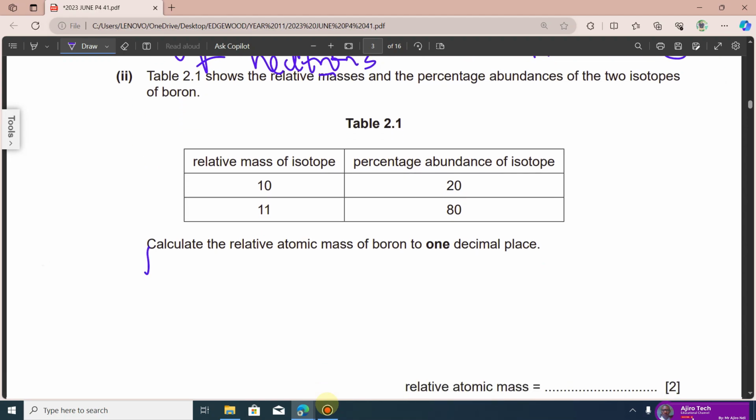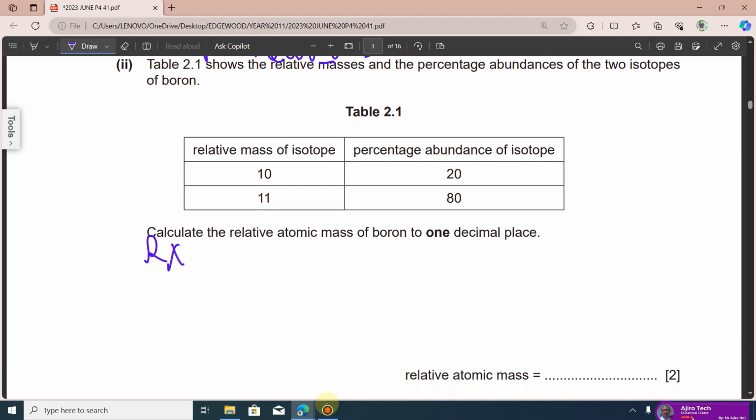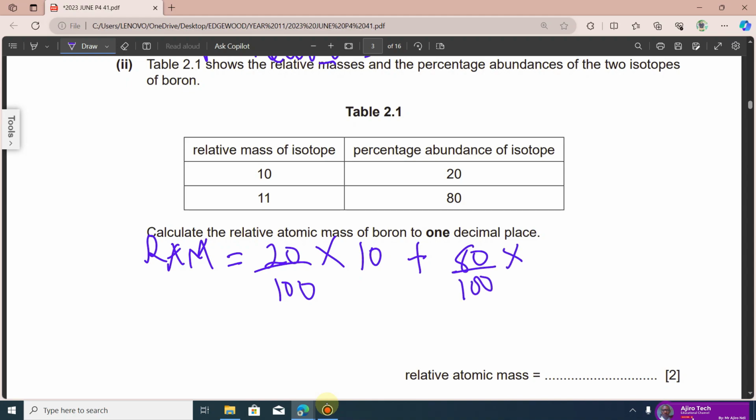Now, you should know that the relative atomic mass, I'll call it RAM, is equal to the percentage abundance of the first isotope, which is 20%, multiplied by the relative mass of the first isotope, which is 10, plus the percentage abundance of the second isotope, which is 80%, multiplied by the relative mass of the second isotope, which is 11.